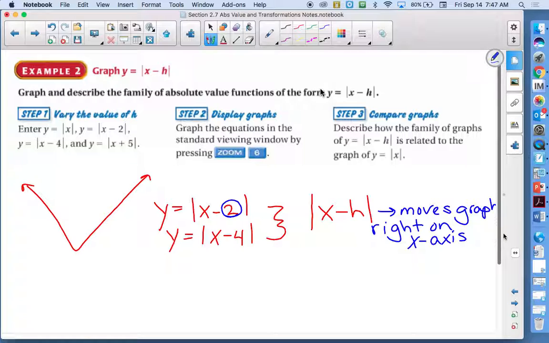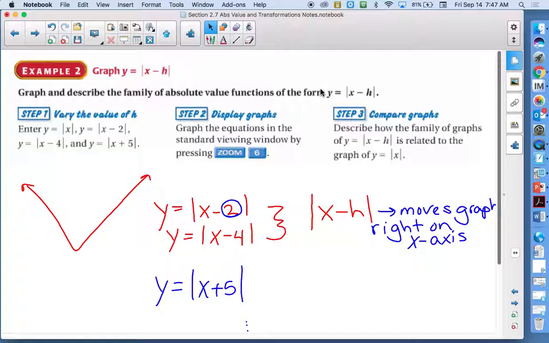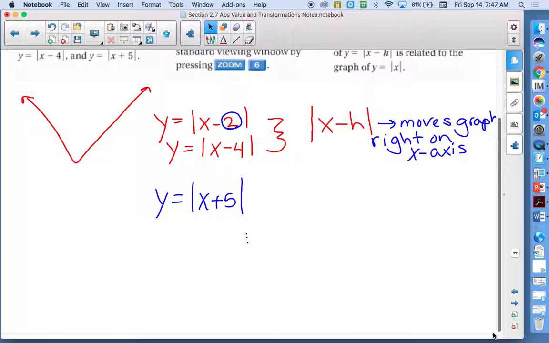The other one says the absolute value of x plus 5. And Connor, that graph actually moved which way? To the left. There we go. This one actually moved to the left.